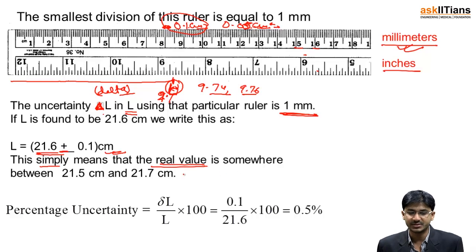So we write this in this manner. Now this simply means that the real value, the exact value that is there, is somewhere between 21.5 to 21.7 centimeter. What exactly, that we don't know.